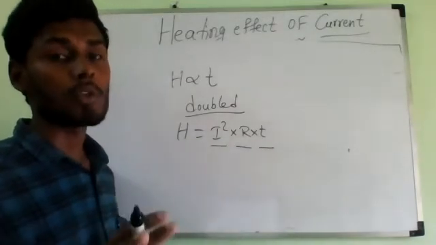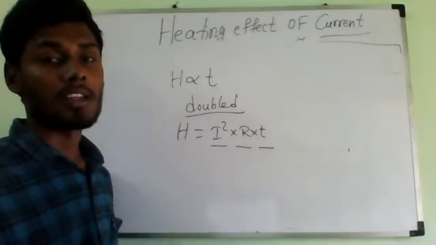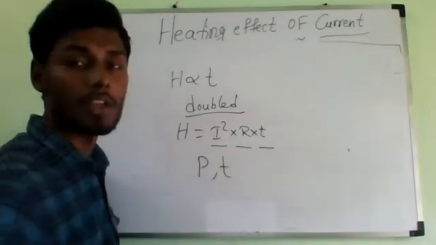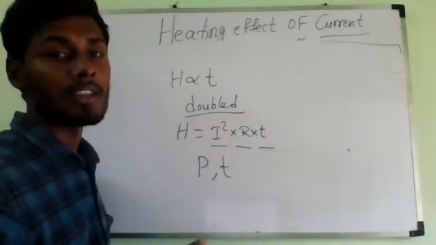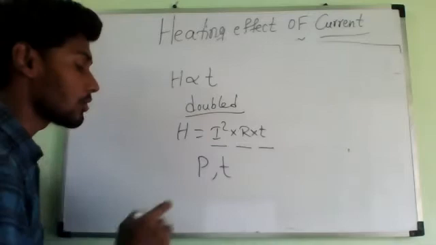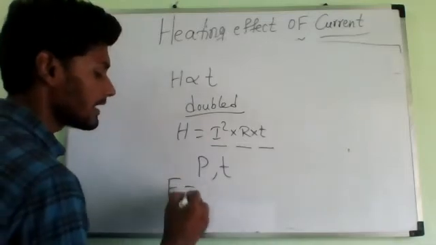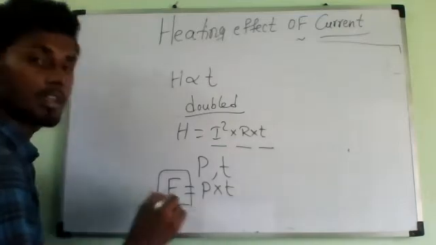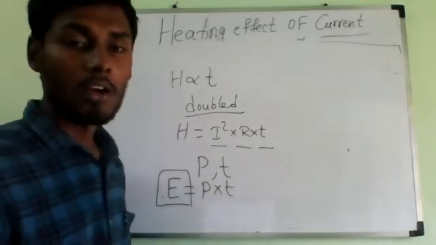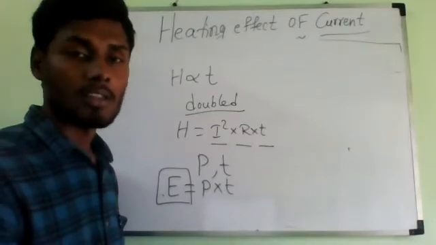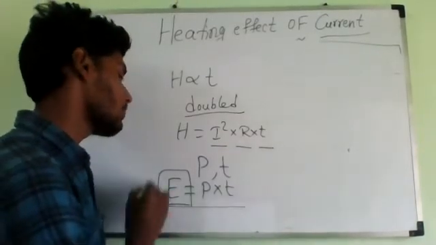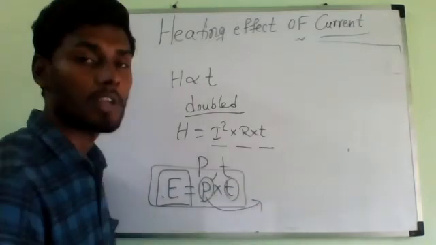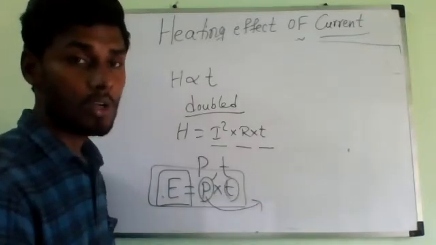In some cases, suppose if you don't know these, they give us the power directly, only power and time they will give. So in this case, the heat energy is to be calculated by using the formula E is equal to P into T. So here E is indicating what? Heat energy produced by the resistance. But this formula we have to use in the case of power and time when they have given. That is the thing you have to remember.